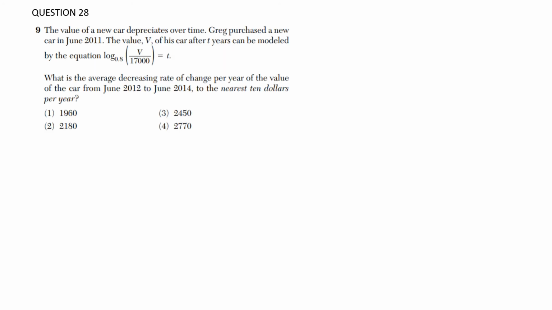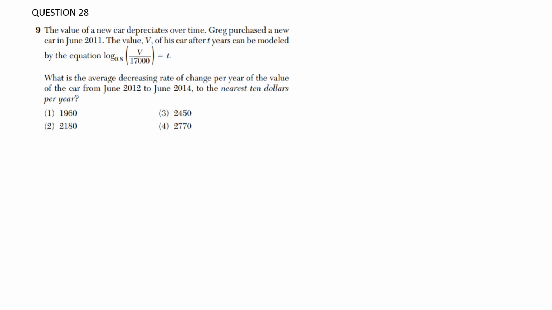All right, so the value of a new car depreciates over time. Greg purchased a new car in June 2011. The value v of his car after t years can be modeled by the equation log base 0.8 of v over 17,000 equals t. What is the average decreasing rate of change per year of the value of the car from June 2012 to June 2014 to the nearest $10 per year?